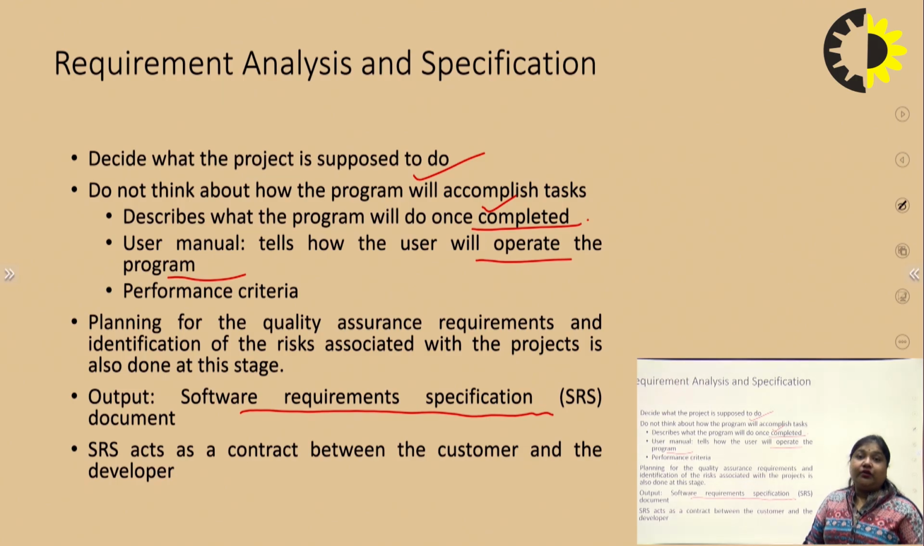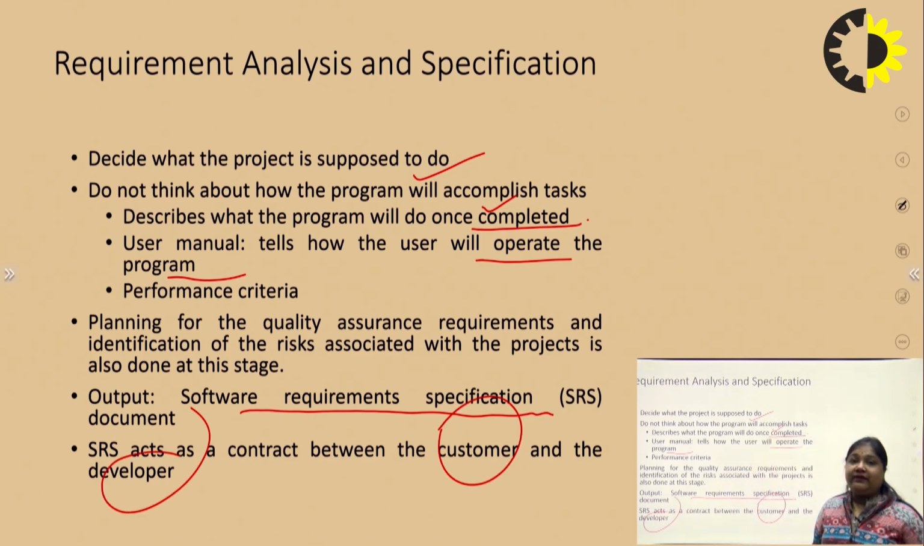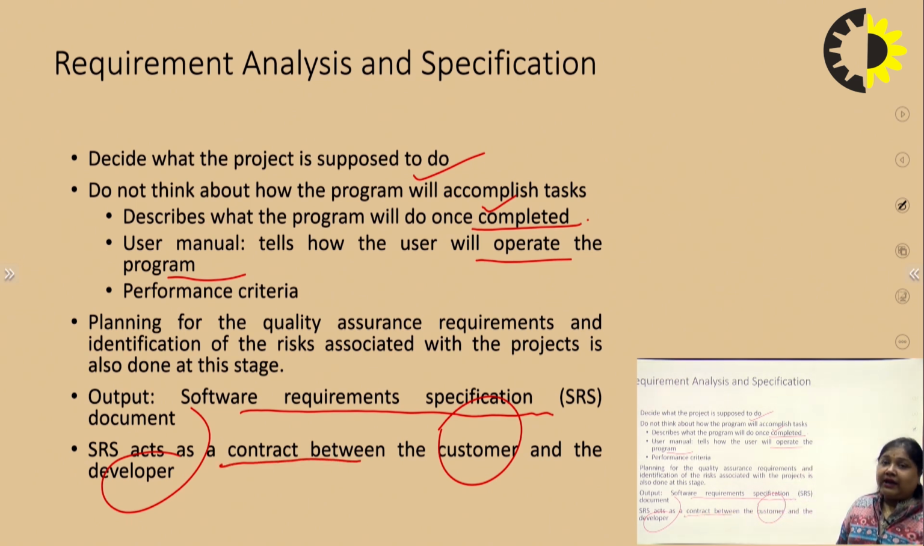This document works as a contract between the customer and the developer, because before developing any software, it is very important that the requirements are frozen at some point; only then can we start working on the software. So this is the contract: these are the requirements and this is the final product the client needs, and the developer is also satisfied that within that time duration they will be able to deliver the software.